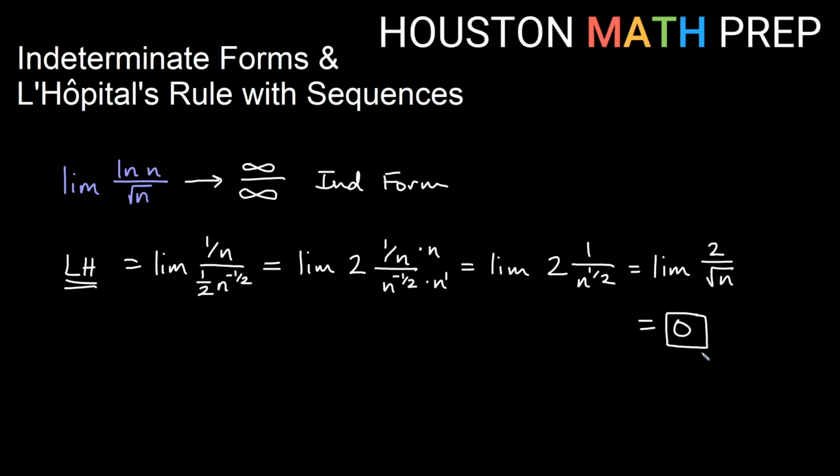We could get any real number, we could get infinity, negative infinity. That's what an indeterminate form is, when we have one of these 0 over 0s or infinity over infinities. Let's look at some more indeterminate forms.